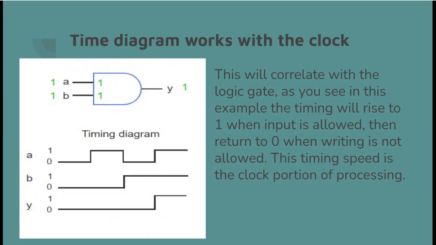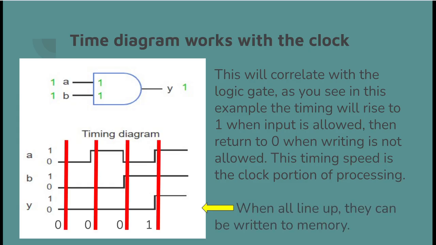The timing diagram works with the clock. This will correlate with the logic gate. As you see in this example, the timing will rise to 1 when input is allowed, then return to 0 when writing is not allowed. This timing speed is the clock portion of processing. When all line up, they can be written to memory.